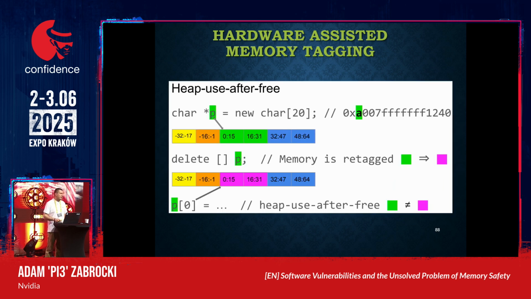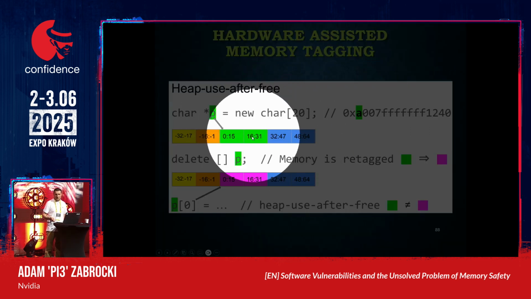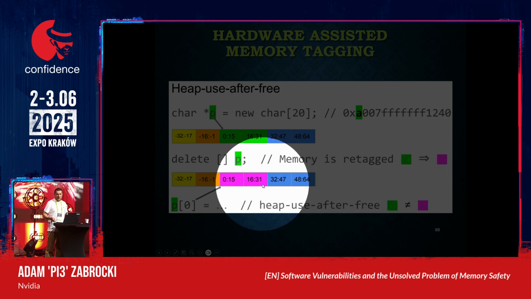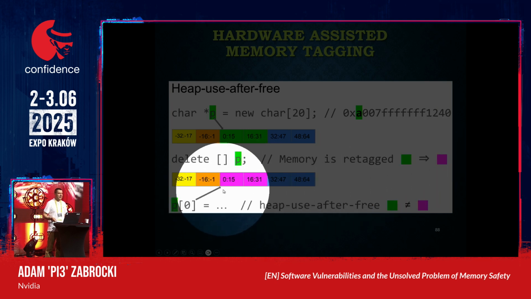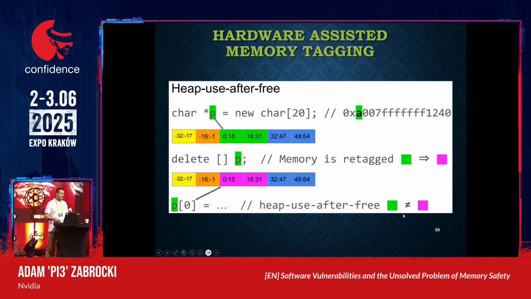What about heap use-after-free? Again, the same example. We have a pointer. We tag the pointer. We tag the blocks. We deallocate the memory. We delete the memory, so we need to retag the memory color, yes? So now green becomes, for example, pink. Now the block is pink, but we never retag the pointer. So when we use the dangling pointer with the old tag, the green does not match the new tag in the memory. The CPU will not allow you to access the memory which was freed, because the color doesn't match, and now we have caught the use-after-free bug.